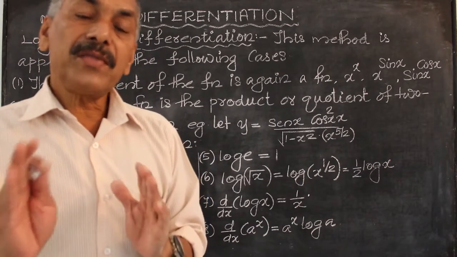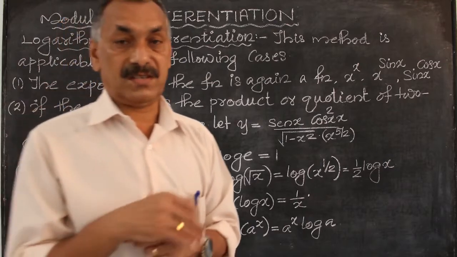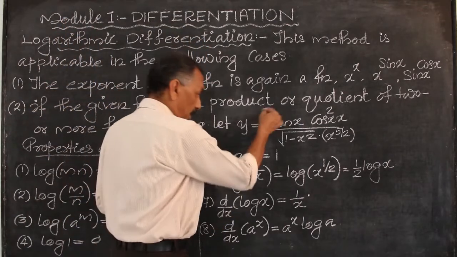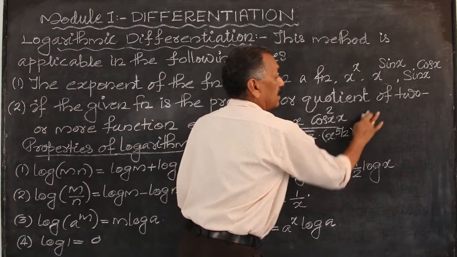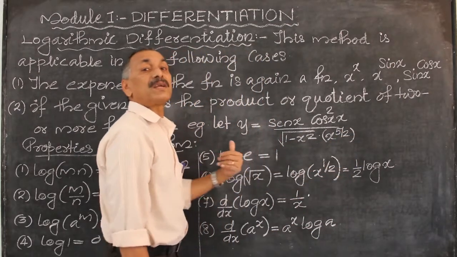And again, if the given function is the product or quotient of two or more functions, ഇതെല്ലാം കൂടെ വീണ്ടും ഇതെല്ലാം മൊത്തം x1/3 എന്നാണ്. അങ്ങനെ വന്നു കഴിഞ്ഞാൽ നമുക്ക് ലോഗരിഥമിക് ഡിഫറൻസിയേഷൻ ആയിരിക്കും.